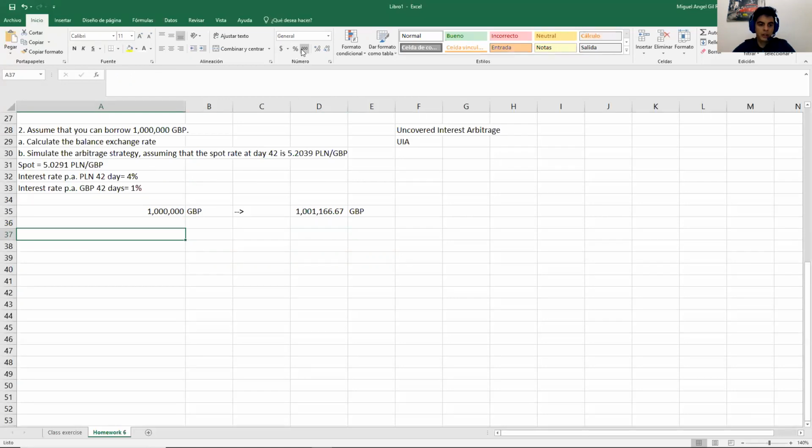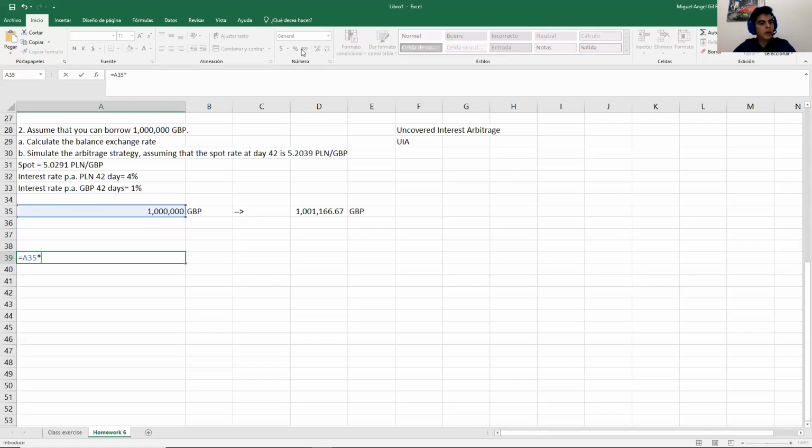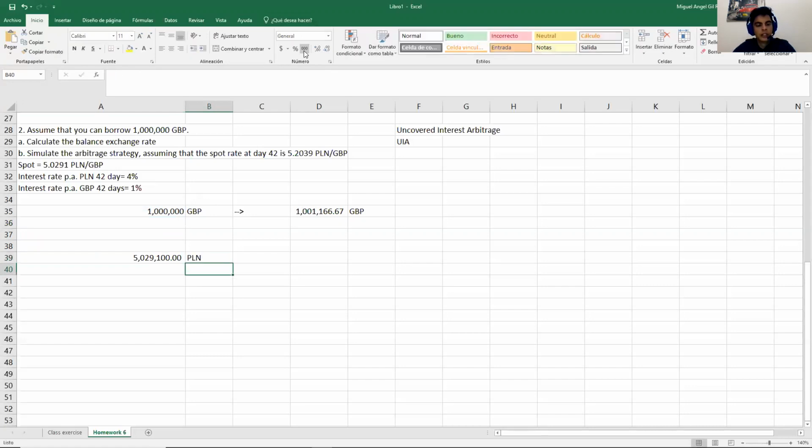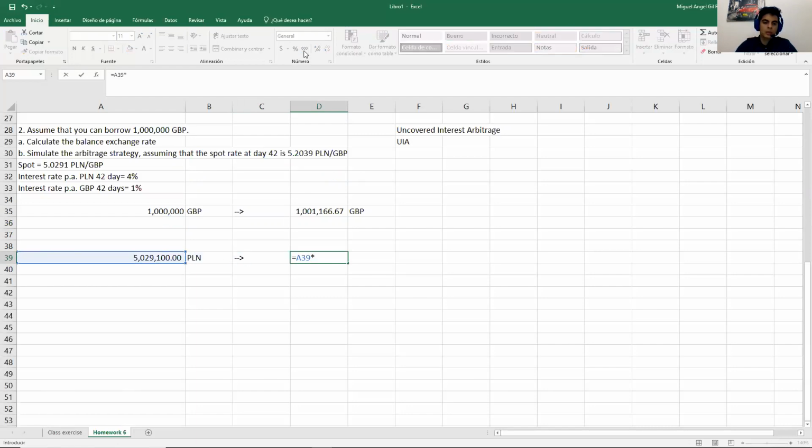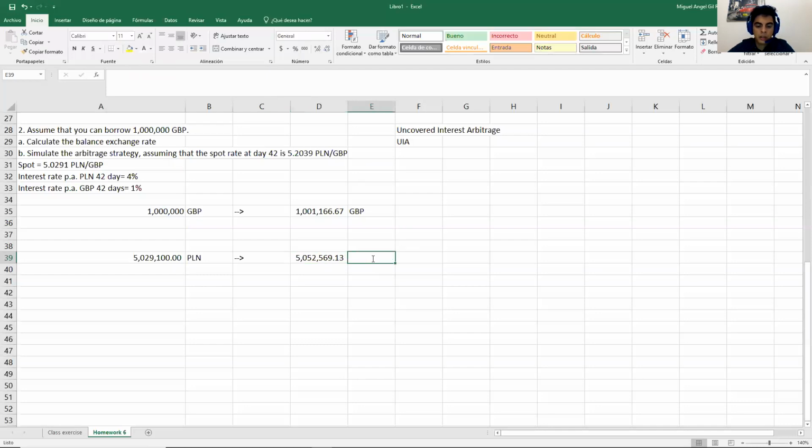To do that, I need to convert my pounds into zlotys. So 1 million pounds. Now I need to multiply, right? Because I have pounds at the bottom and pounds on top. So I need to multiply. 5.00291. This is the amount of zloty that I can have if I go to Poland. And then I need to invest in Poland. As you can see, this is exactly the same steps as previously. The only one that is going to change is the next one. But when I calculate my investment in Poland, it will be this number times 1 plus the Polish rate. Polish rate is 4%, 0.04, times 42 over 360. And this is the amount of zloty that I will have.